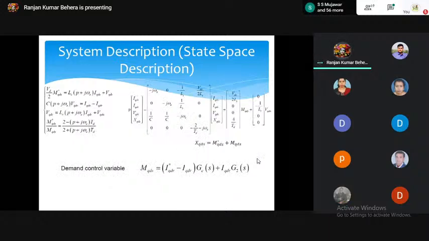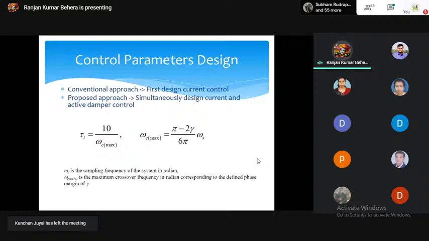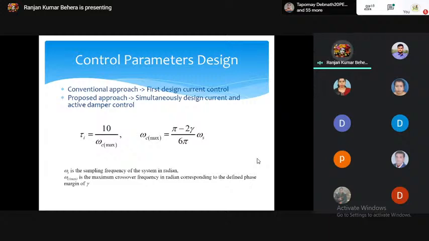Okay. So then we can see this state space representation. You can represent all these parameters in state space. And then here the design actually starts. Generally, the first thing we do is design the current controller. First we design the current controller, then we again design the LCL filter. By designing that way, we lose many things.